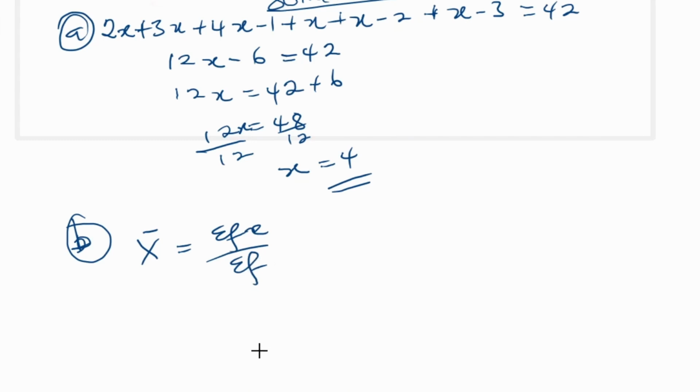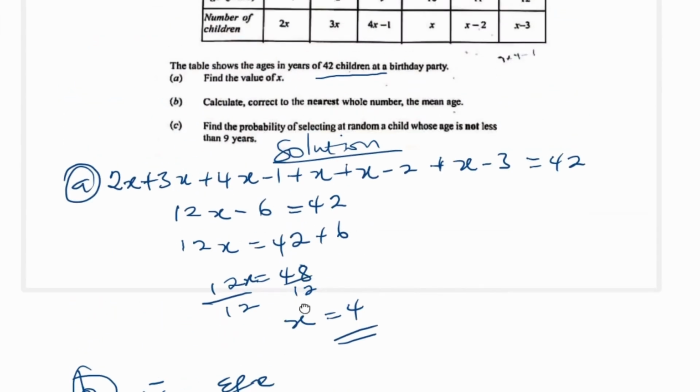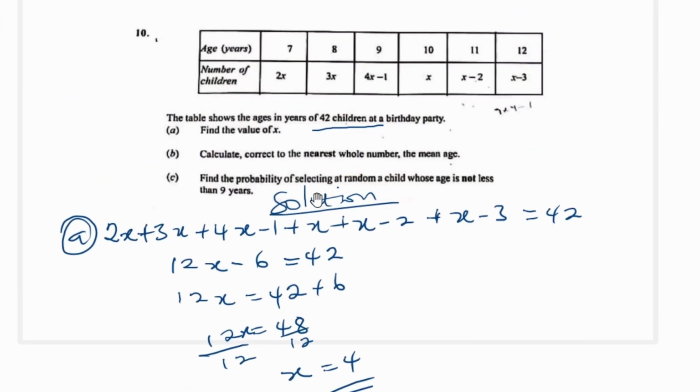So two things we can do here. You can construct another table, where you have the ages as your x and the number of children as your f. Then you create a third column, which is fx. Then you sum up the fx, and you sum up the f. But in this solution, I'm not going to construct a table. I'm going to multiply the numbers with their respective frequencies. Let me just substitute the 4 into it.